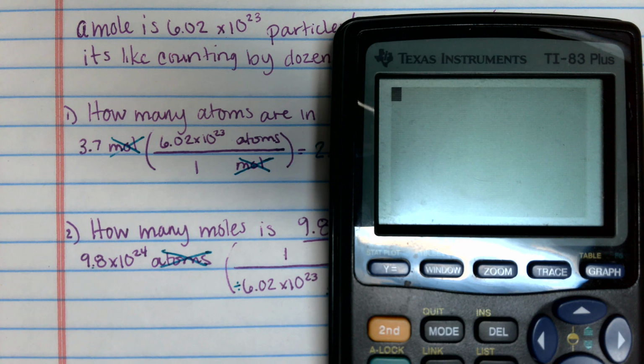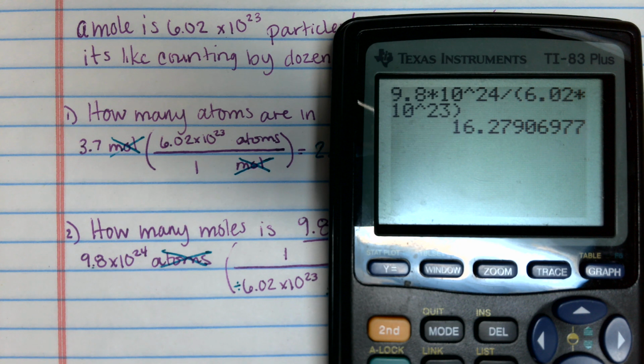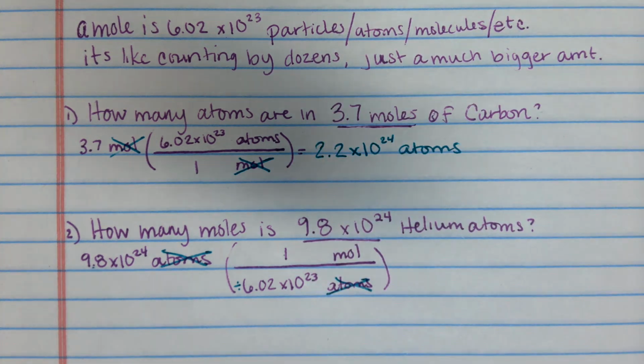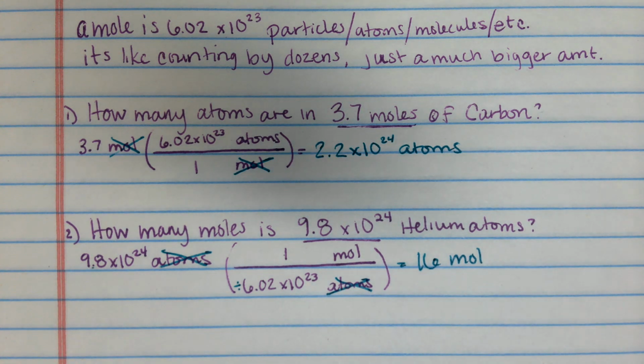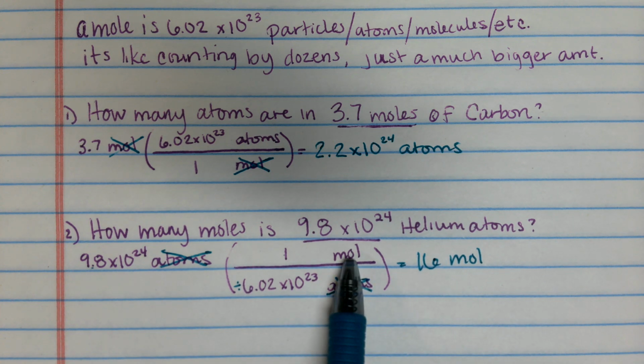All right, 9.8 times 10 to the 24th divided by. Now, when I divide by something like this, I put it in parentheses just to make sure it all stays together. 6.02 times 10 to the 23rd. And we're going to round that to 2 places because 9.8 has 2 digits. So we're just going to say 16 moles. 16 moles of helium atoms. So you cancel out the units and you use whatever unit was not canceled.